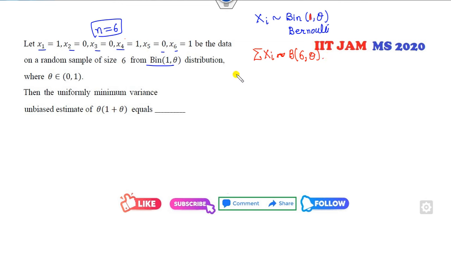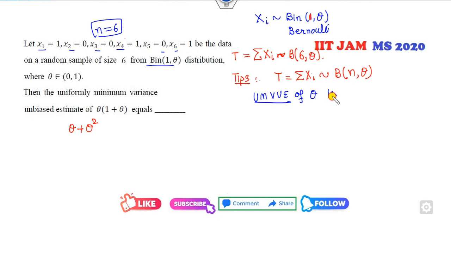Fine. Now what is the shortcut tip for you? Your target is to find the UMVUE of, if I open this bracket here. Fine. So what is that shortcut trick for you? Capital T, which is the summation of xi, if it follows a binomial distribution of n comma theta, then the UMVUE of theta is T over n. UMVUE of theta square is T into T minus 1 over n into n minus 1, and similarly for the cube you can write it as a 3 times p.